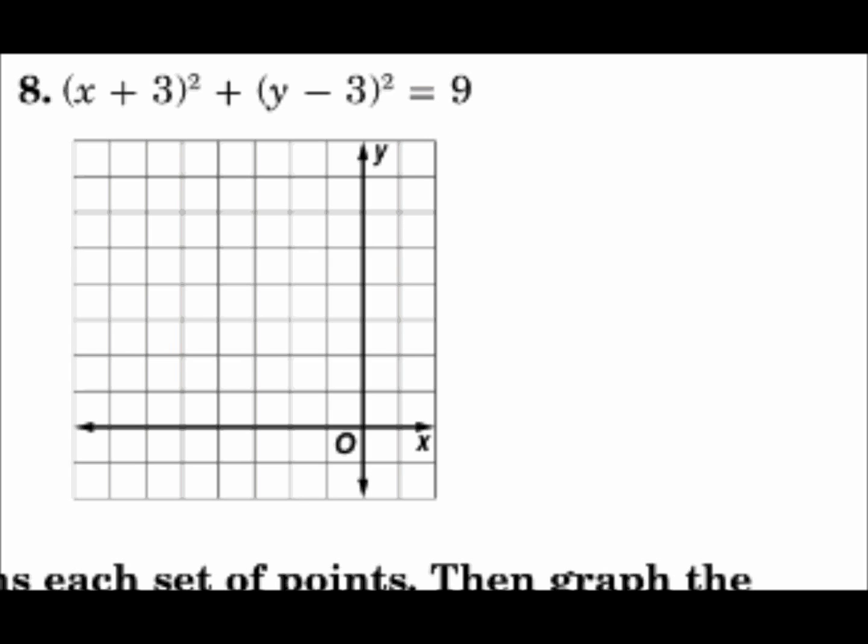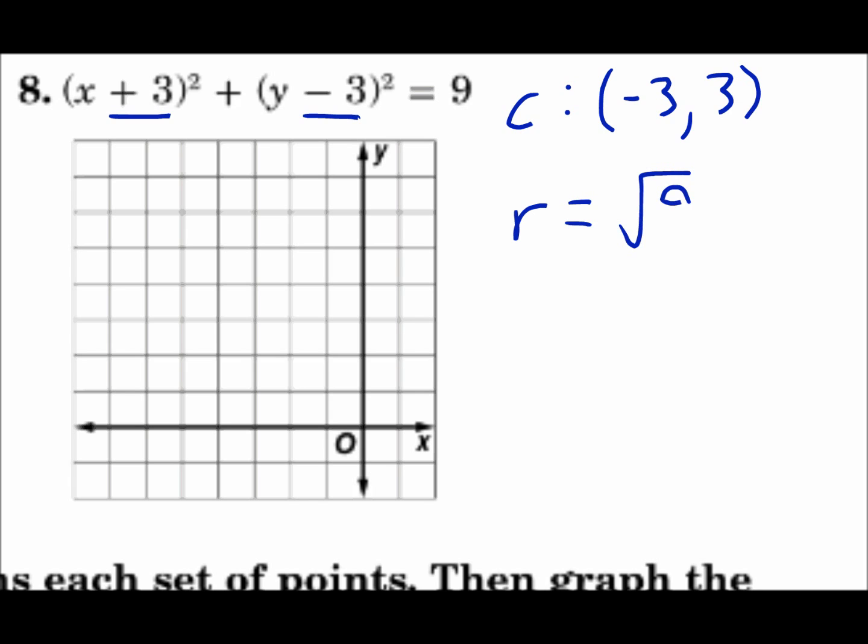(x plus 3) squared plus (y minus 3) squared equals 9. Well, the center uses h and k, and remember, h and k get the opposite signs as what they have in the equation. If it says x plus 3, h is negative 3. If it says y minus 3, k is positive 3. So our center is (negative 3, 3). The radius will be the square root of 9, which is 3. We'll plot the center point and then go 3 in each direction to draw the circle.